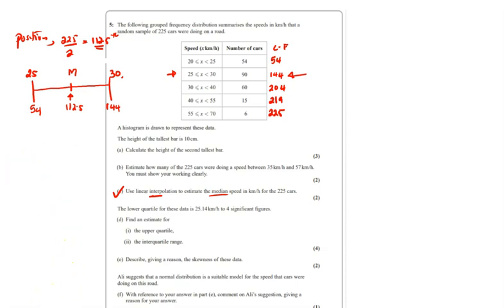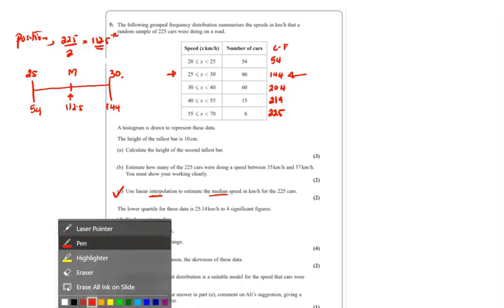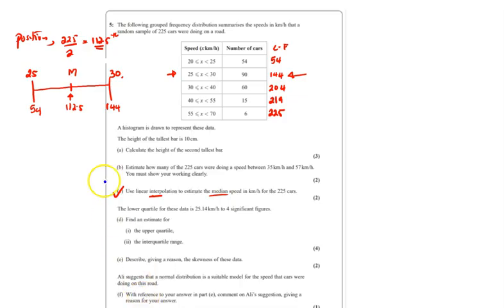Now, how to understand this? I will not use the formula. I just want to use understanding here. The last time we checked on 25, we had only 54 cars. So that's our last number we have, 25. From the 54 cars, we want to reach a number which is 112.5. How many more cars do we need? We need 112.5 minus 54.